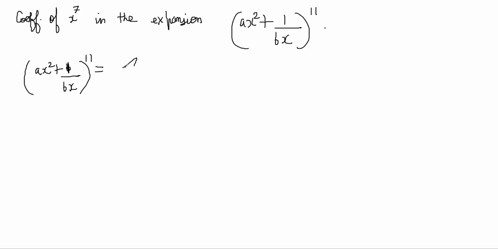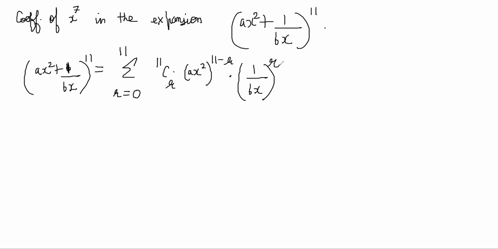When you expand, it should be summation of r goes from 0 to 11, right? And it should be 11Cr and first term to the power 11 minus r, and second term to the power r, right? This is my general term, no? Here r can vary, so this term is called the general term, right? So 11Cr, let's simplify it a little bit.